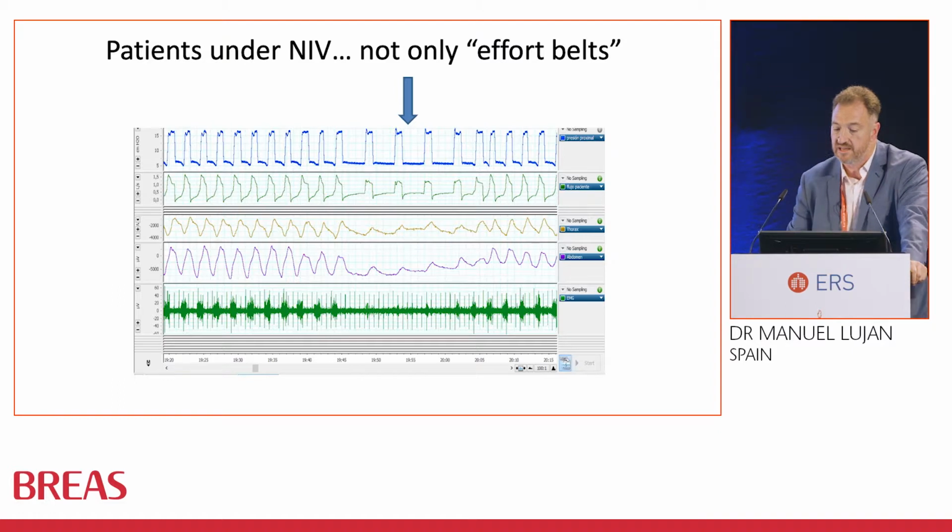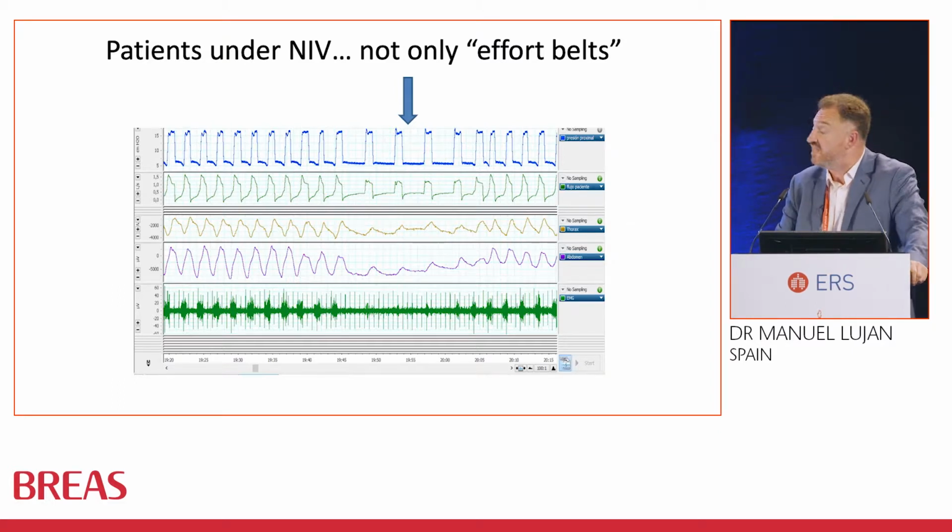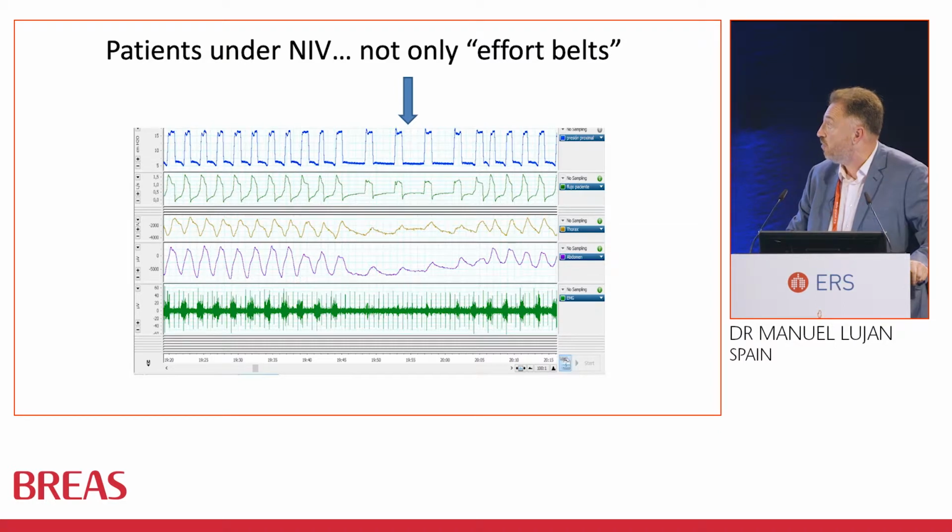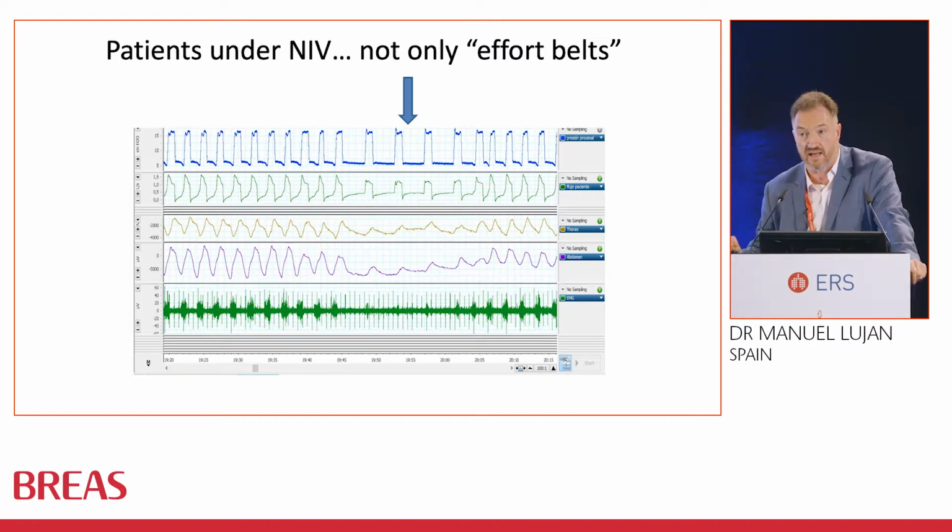For example, in this situation, you have some cycles with effort measured by parasternal EMG, and here the signal of the parasternal EMG decreases, and the controlled cycles corresponding to backup frequency appear with movement in the thoracic and abdominal belts. The consequence is that in non-invasive ventilation, belts are not always a synonym of effort. It's a synonym of displacement, not always effort.